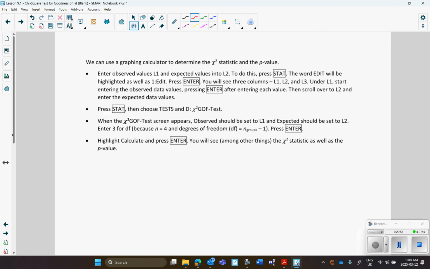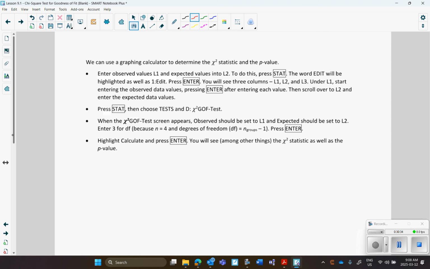Now, if you've already got some numbers in there, you can clear them out by highlighting L1, press clear, enter, and it should remove the list. And then for L2, L3. So for L1, we entered the observed, because remember, when we do our calculation, it's observed minus expected.